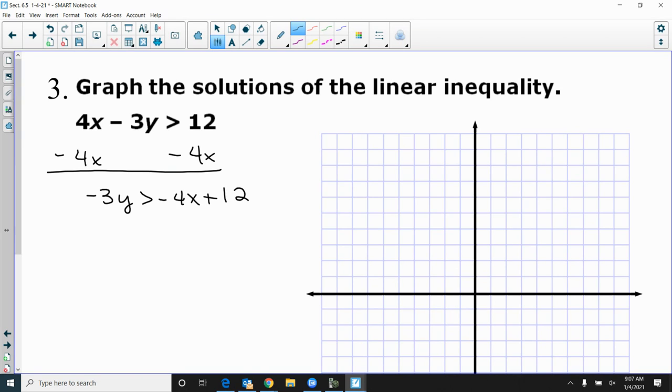All right, Tyler, what do I do from here? You divide everything by -3. All right, good. You divide everything by -3. Now, with inequalities, what happens when we divide by a negative number? You have to do something to the sign. Flip it. So now it becomes less than. And -4 divided by -3 doesn't come out to a whole number, so we're just going to leave it as 4/3 x, but 12 divided by -3 is -4. All right, make sure you have that.